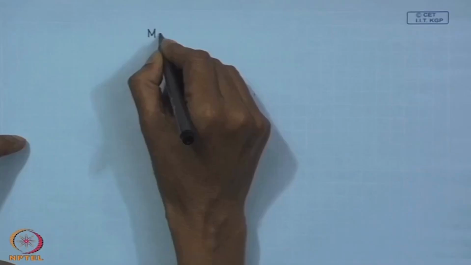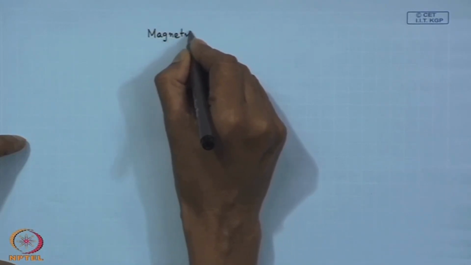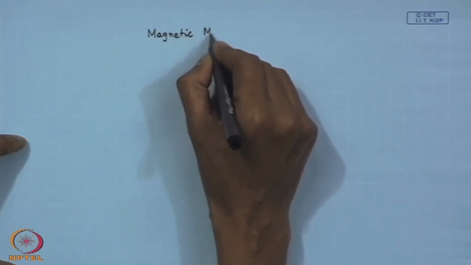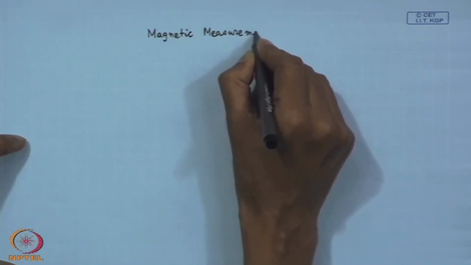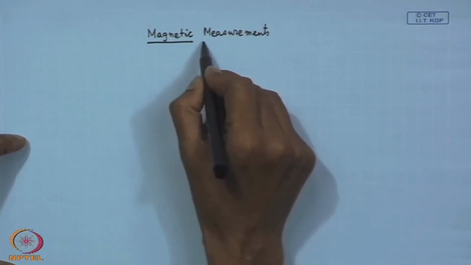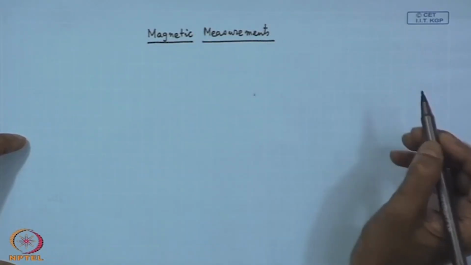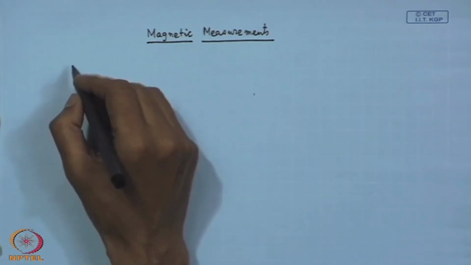Good evening, everybody. So, we are talking about the different types of magnetic properties of the metal complexes, and today we will see about the magnetic measurements, where we can see how experimentally we can determine the different magnetic moments of these metal complexes.